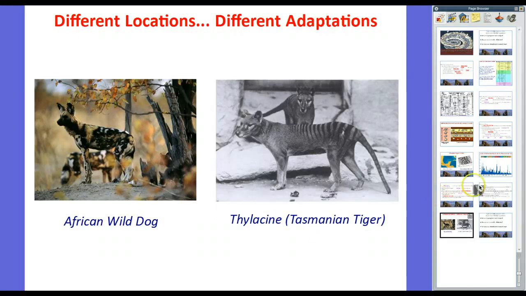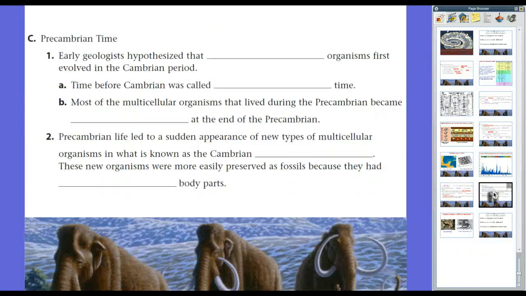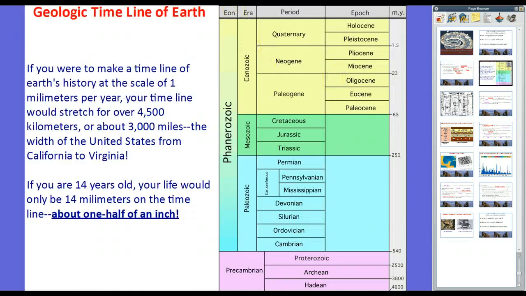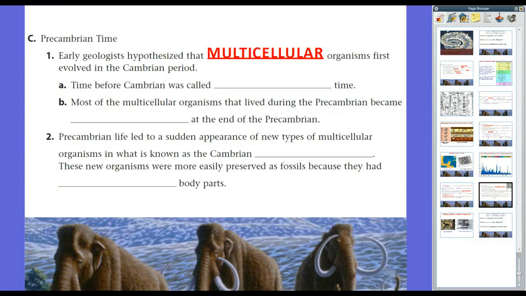Okay, geologic history of the Earth, which we'll wrap up right here with the beginning of time of organisms, in essentially Precambrian time. Early geologists hypothesized that multicellular organisms first evolved in the Cambrian period. The Cambrian period is only about 540 million years ago, so that's usually when we think life starts kickstarting. The time before the Cambrian was what we call Precambrian time, essentially from 4.5 billion years ago up until 540 million years ago.